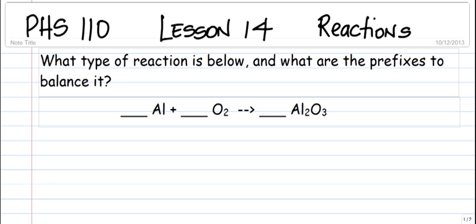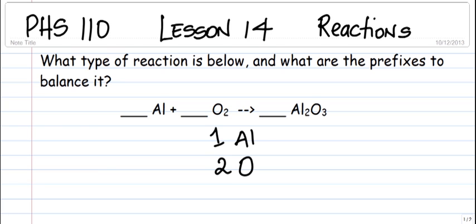So we have aluminum plus oxygen makes aluminum oxide. One little trick that I like to use is, under my arrow, I like to write out what my givens are. You just list them out. And then on the left-hand side of my givens, I like to write out how many I have. So according to the left-hand side of my equation, I have 1 aluminum and 2 oxygen. On the right-hand side, I have 2 aluminum and 3 oxygen.